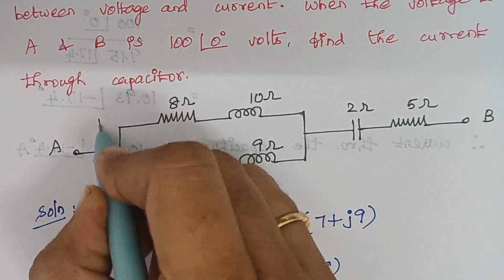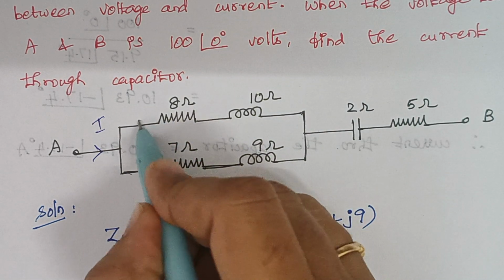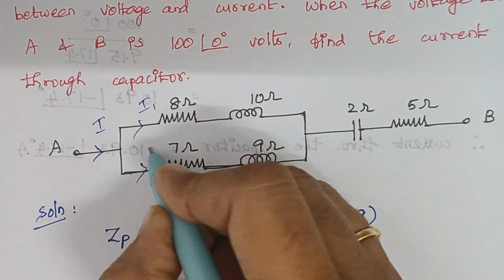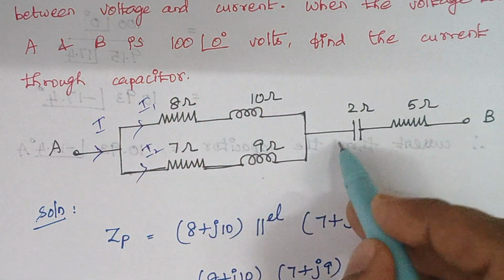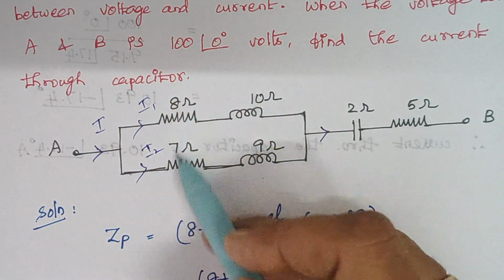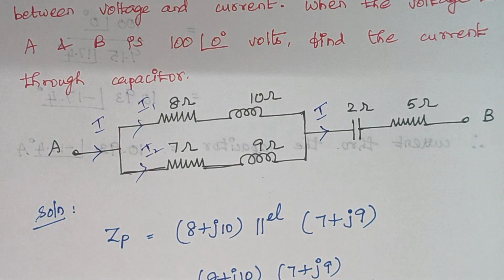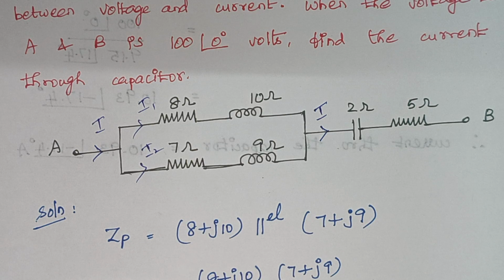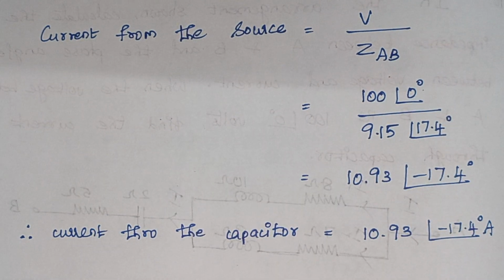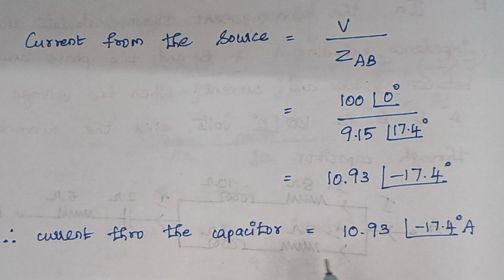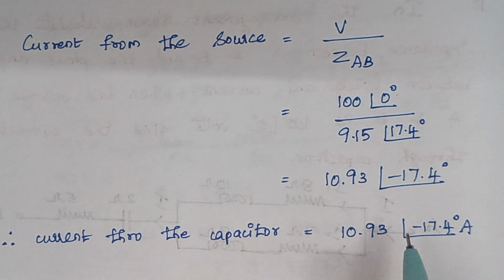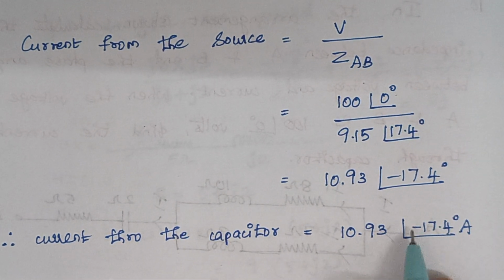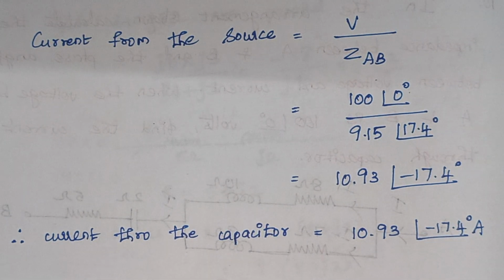So here flows some current I, right? This current gets divided into two different currents, that is I1 and I2. Again, when you come over here, these two currents get added together, and finally here we will be having our I, right? So the current that flows through the capacitor is the same as the total current that flows through the circuit, right? That is why the current flowing through the circuit is equal to the current through the capacitor. So here the answer is 10.93 with an angle of minus 17.4 degrees.